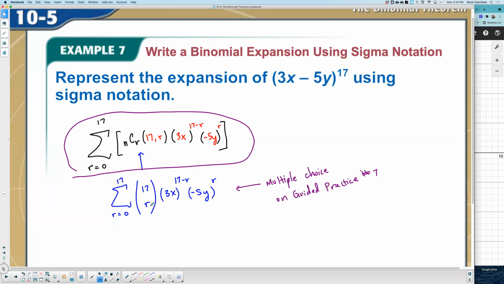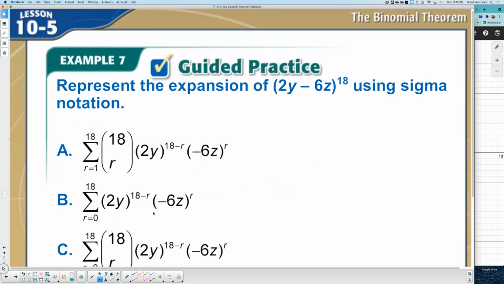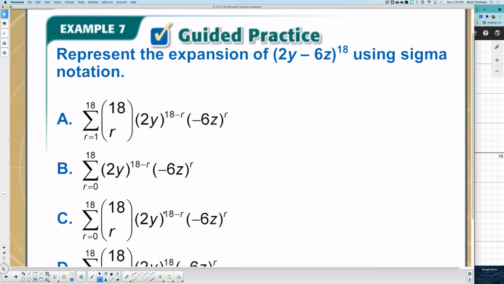And so that's the idea of how it would be written like that. Okay, with that, let me show you your problem. You can look at your values to get the correct solution here. Represent this expansion using sigma notation.